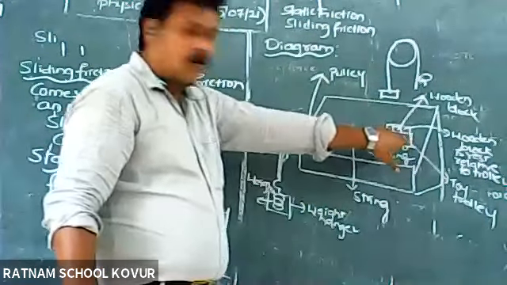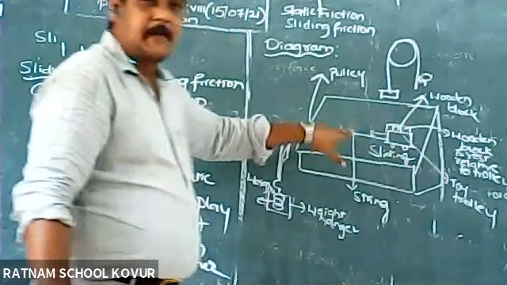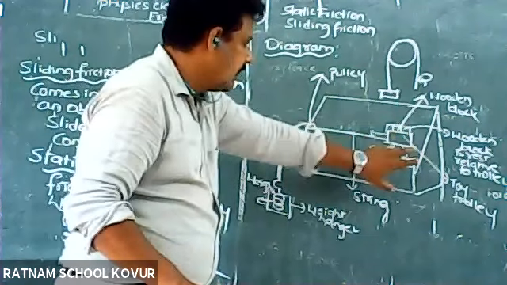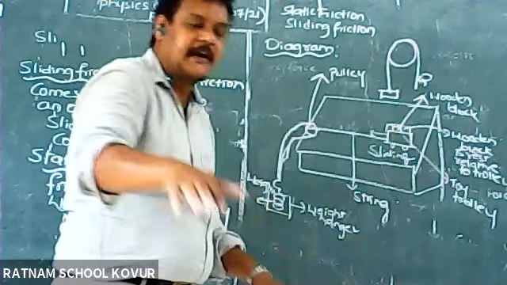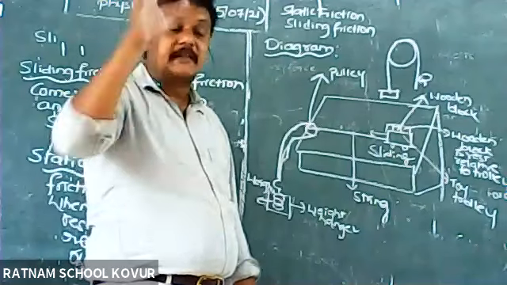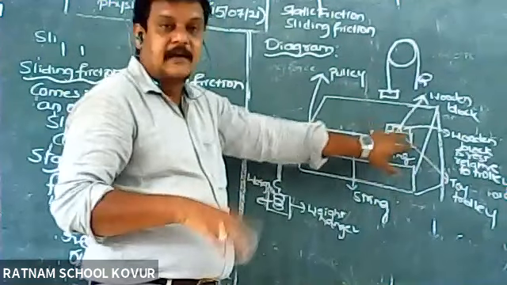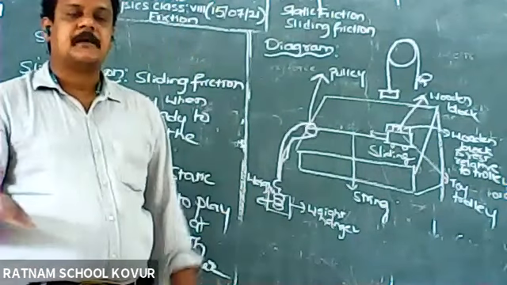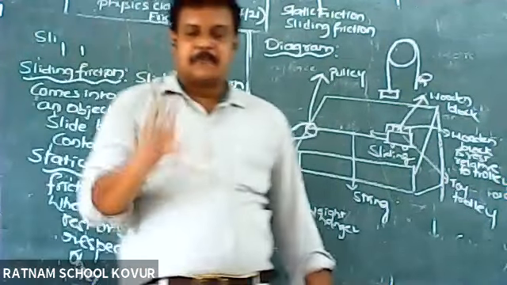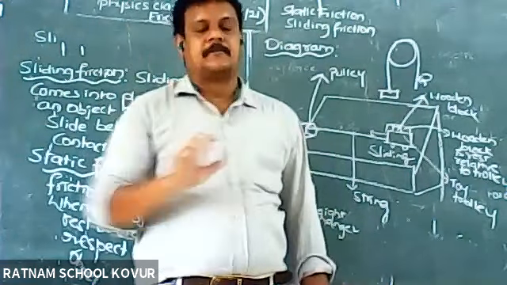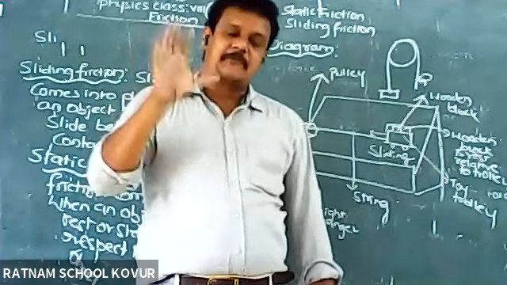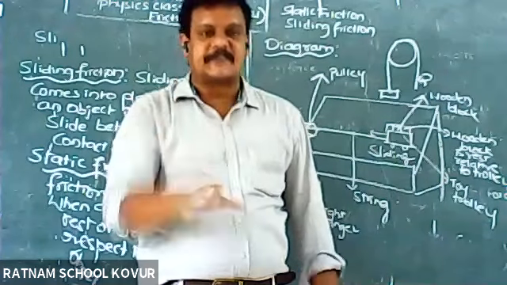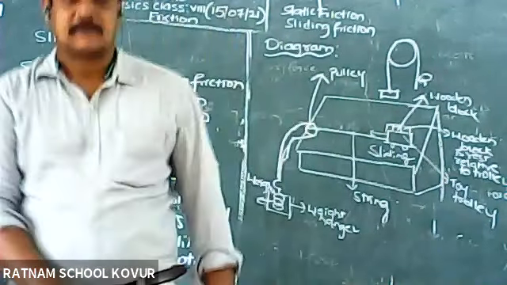When we see the trolley is moving, the wooden block is also moving. But with respect to this toy trolley, the wooden block placed here is at rest. The friction developed here is called static friction. So from this activity, we understood that sliding friction comes into play when the object is ready to slide. Static friction comes into play when the object is at rest with respect to another object.